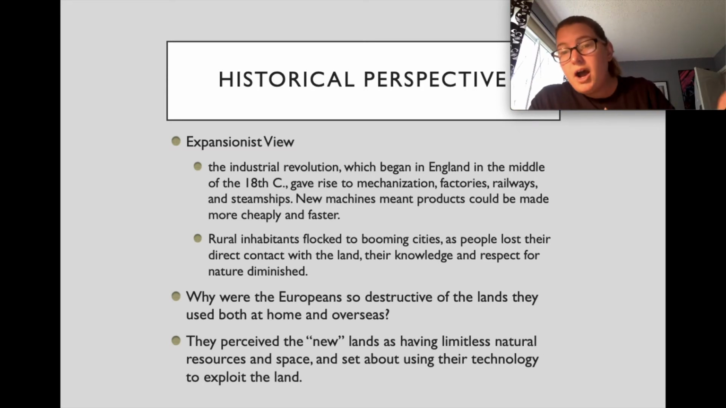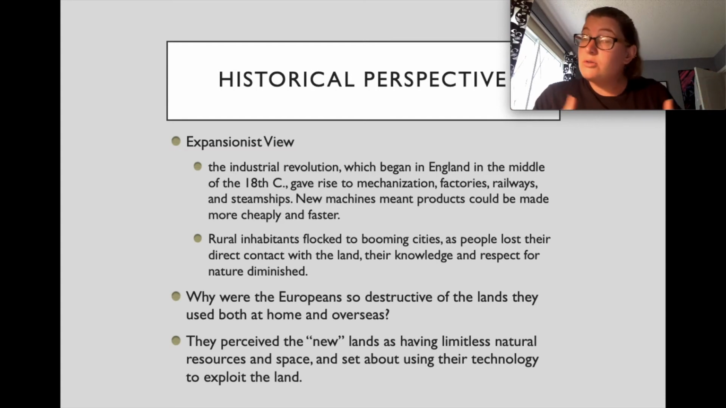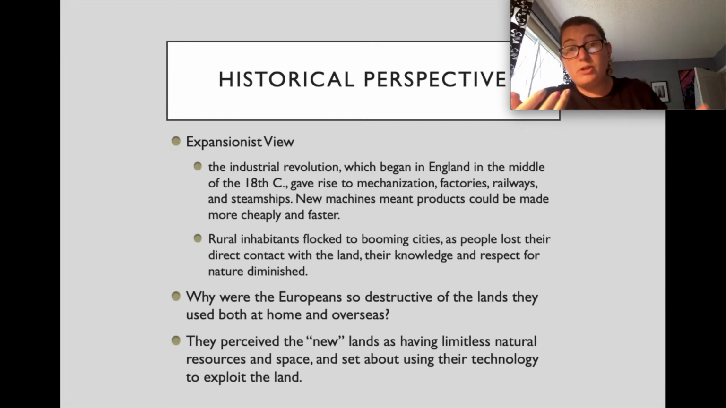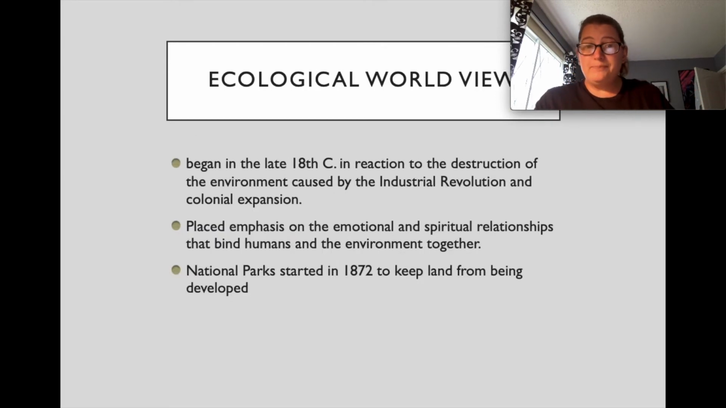And because we had all these resources and because the land seemed so large, they got the impression that there were limitless natural resources and space. So they could just do what they wanted with zero consequence, which of course we know now was a poor idea, but at the time it seemed like there were no consequences to expansion. So they kept going.